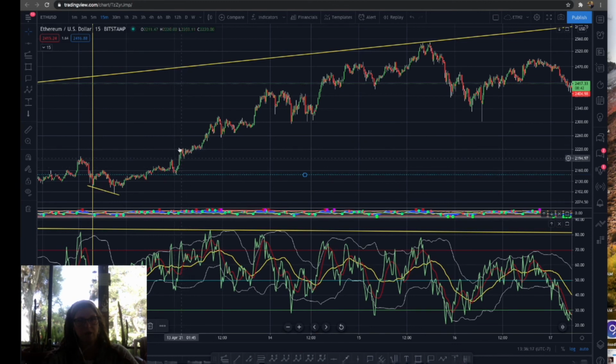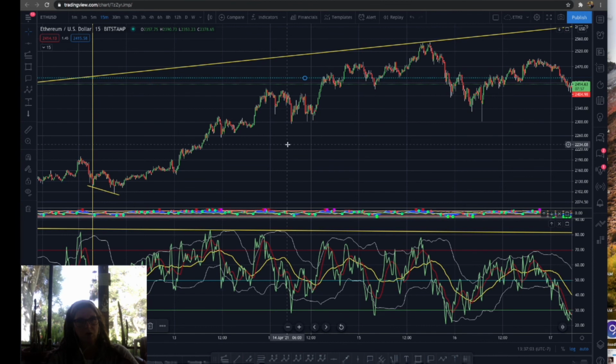After it made this major correction and broke the high, your stop loss gets moved up. After this correction is complete and it breaks the high, your stop loss gets moved up. After the next correction and it breaks the high, your stop loss gets moved up. Correction, breaks the high, stop loss gets moved up.